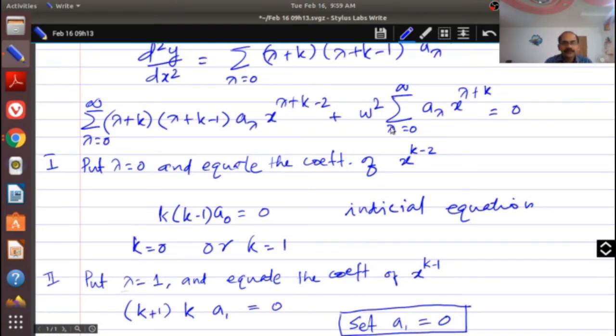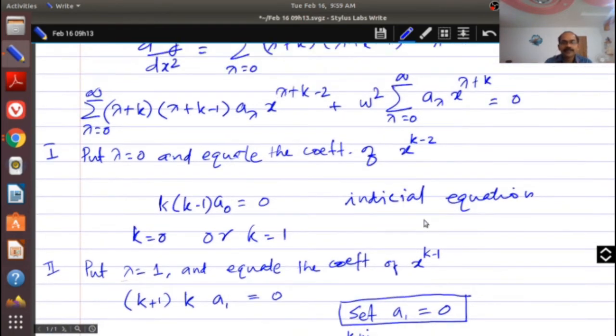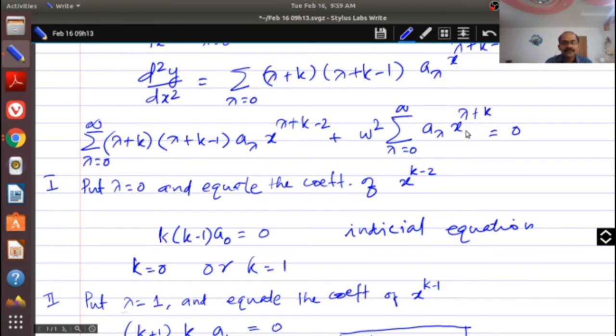Okay, or in this term, the first, what is the coefficient of x raised to k plus j here? Here it is easy, all you have to do is put lambda equal to j. When you put lambda equal to j, the power of x is x raised to k plus j. So what is the coefficient? The coefficient is omega square a j instead of lambda.